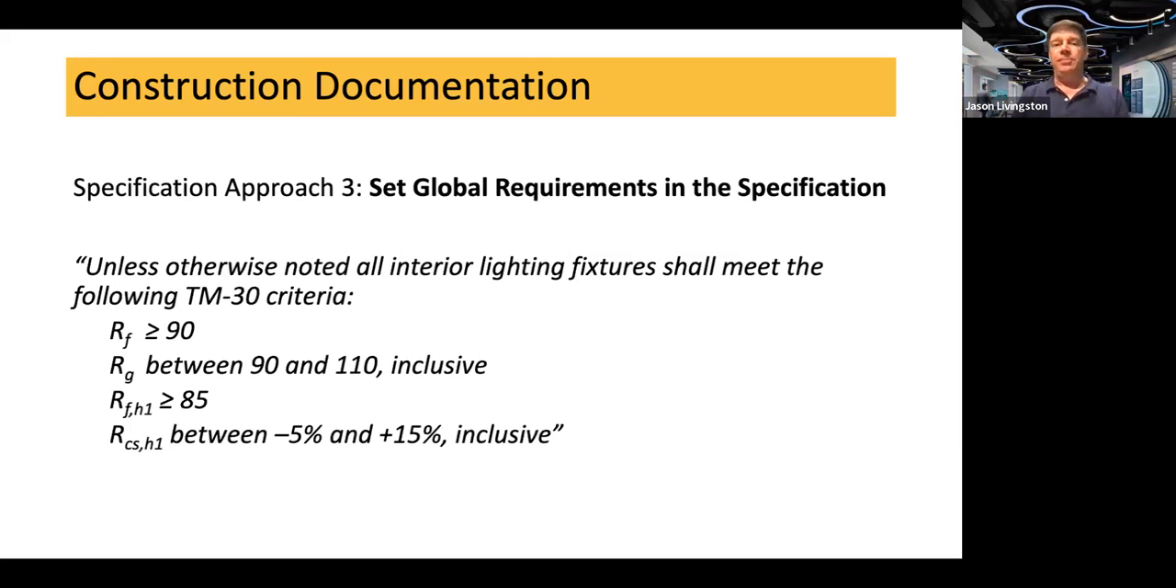The third approach would be a global approach, where we're just going to say for this entire project, and you can put the text into your spec, for this entire project, unless otherwise noted, all fixtures have to have SPDs that meet the following criteria. I've chosen these, but you can make your own decisions. I have to meet F1, or I have to meet P3, or F2, P2. Whatever, figure out what the numbers are and you can just include them here.